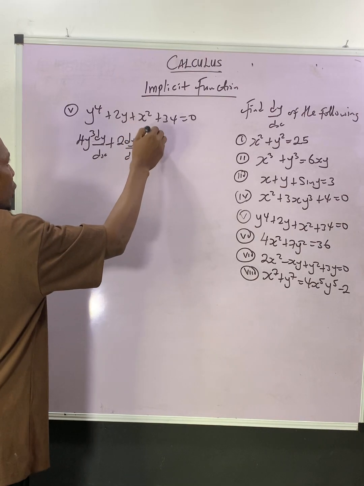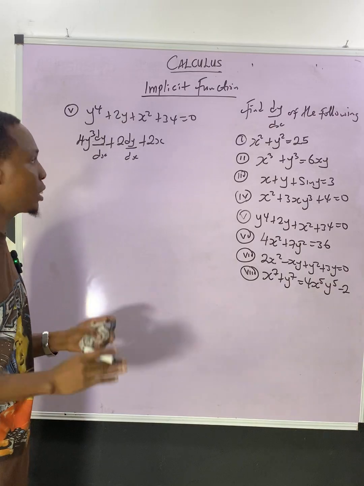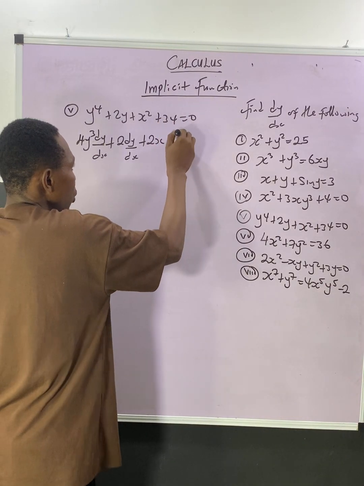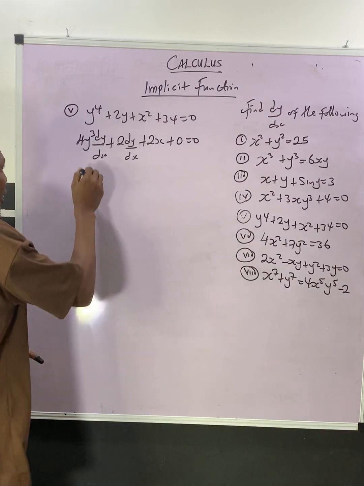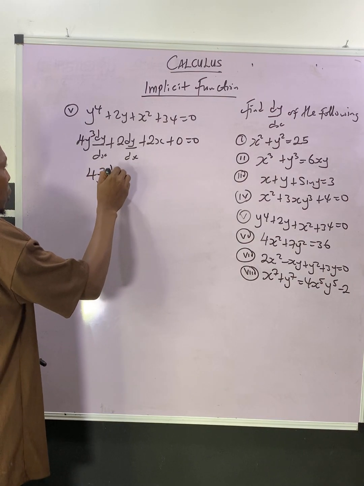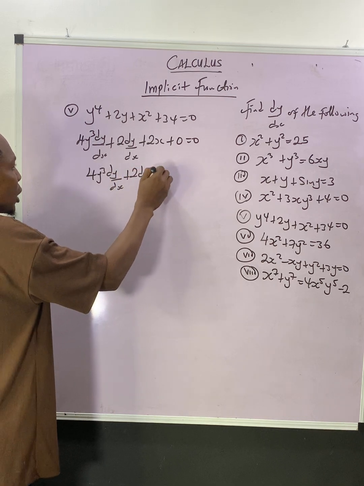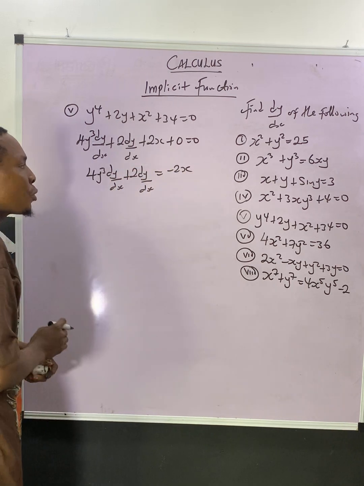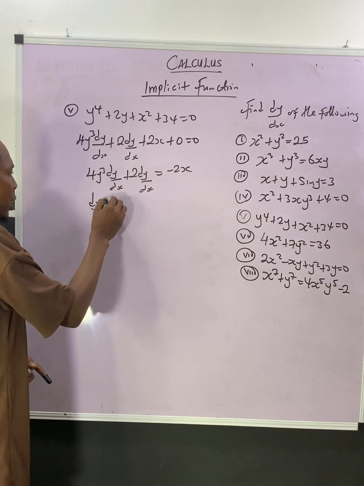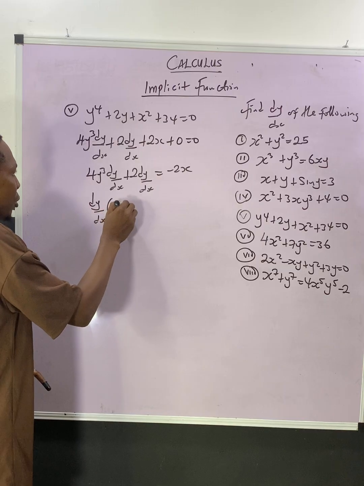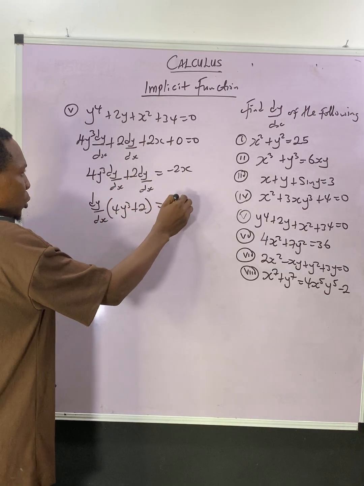Y here, if I differentiate x squared, what is it? 2x. Do I need to add dy/dx? No, because it's x. Then if I differentiate 34, what is it? 0, equals 0. So what do you do? You collect like terms. We have 4y cubed dy/dx, then plus 2 dy/dx equals minus 2x. So from here, dy/dx is common. You factor out dy/dx. If you bring out dy/dx, what should be left here? 4y cubed. And what should be left here? Plus 2 equals minus 2x.